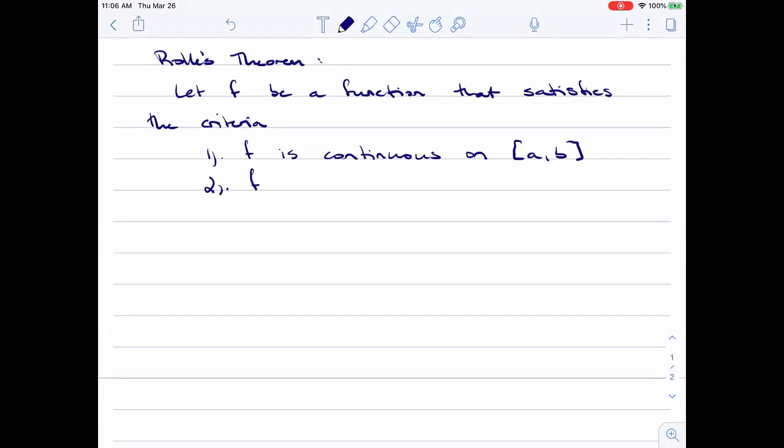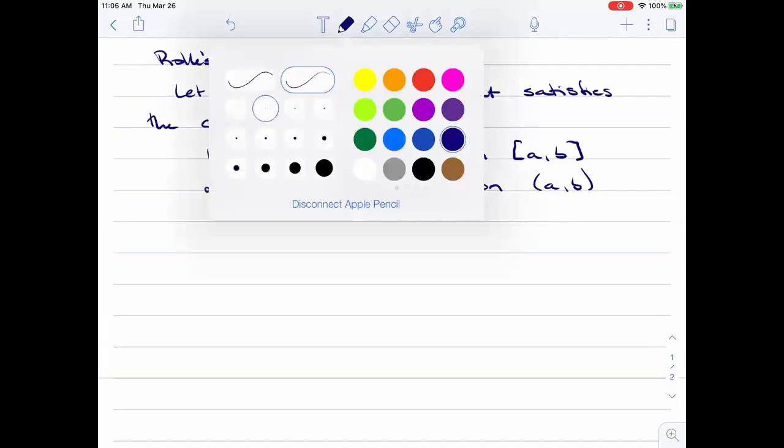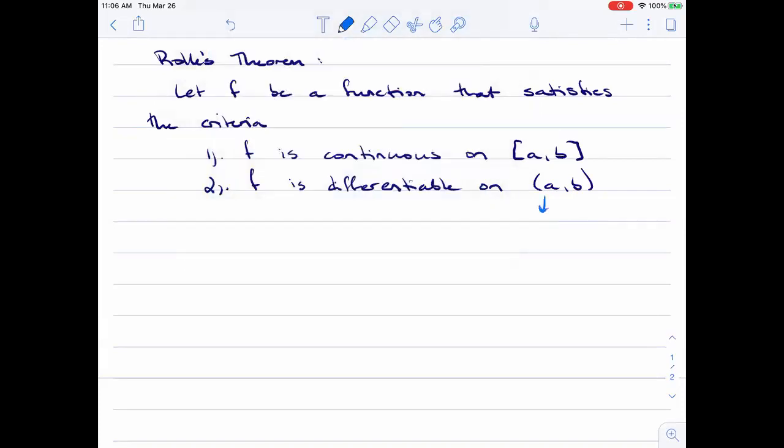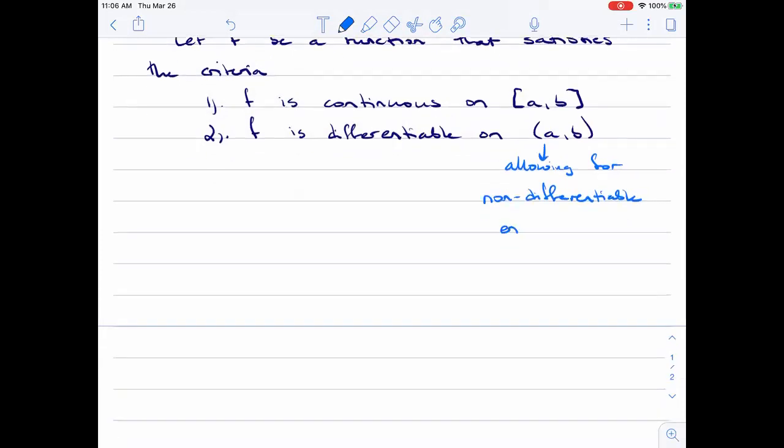The second criterion is that f is differentiable, so we can find the derivative, on the open interval (a, b). What that's saying is that we're allowing for non-differentiable endpoints when we're using the open interval.